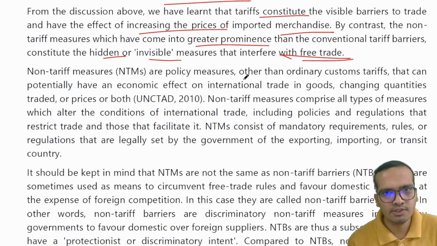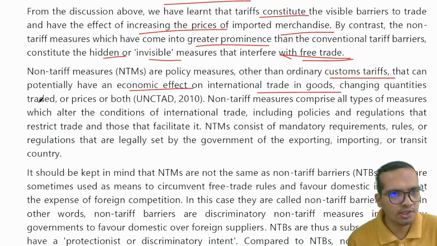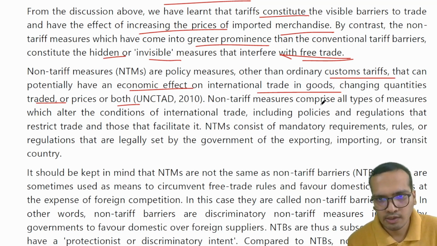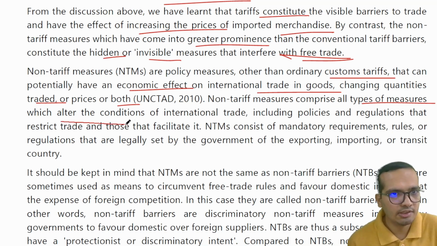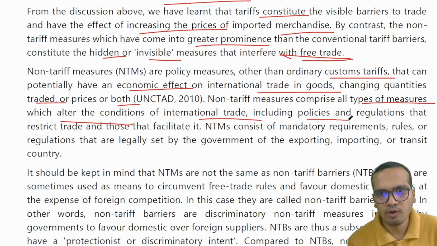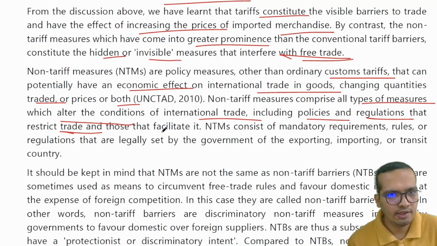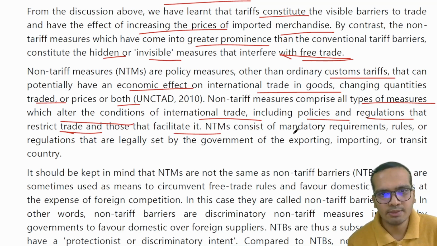Non-tariff measures are policy measures other than ordinary custom tariff that can potentially have an economic effect on international trade in goods, changing quantities traded or price or both. UNCTAD, United Nations Conference on Trade and Development, 2010: non-tariff measures comprise all types of measures which alter the conditions of international trade, including policies and regulations that restrict trade and those that facilitate. NTM consists of mandatory requirements, rules or regulations that are legally set by the government of the exporting, importing or transit countries.